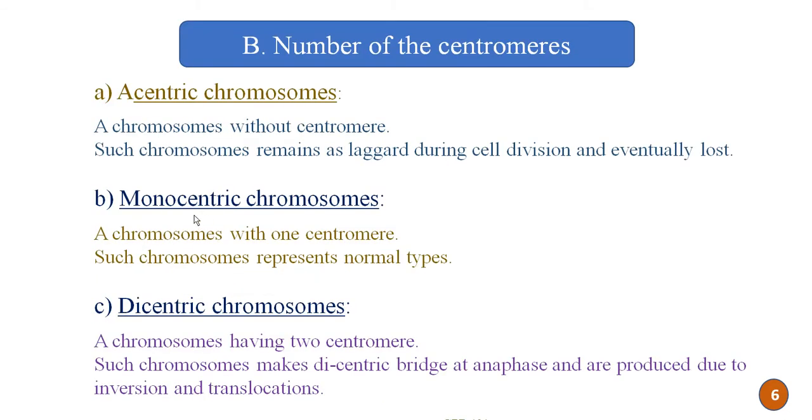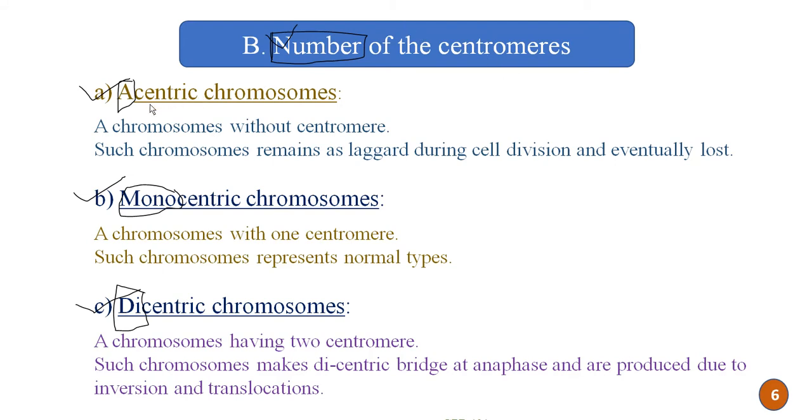Then the next criterion is the number of centromeres. How many centromeres are present in the chromosomes gives their classification criteria. So according to the number of centromeres, the chromosomes are classified into 3 types: acentric, monocentric and dicentric. As its name indicates, acentric means without centromere. Okay, mono means single centromere, and dicentric, as its name indicates, means having 2 centromeres. So this is the criterion of classifying the chromosomes on the basis of centromere.